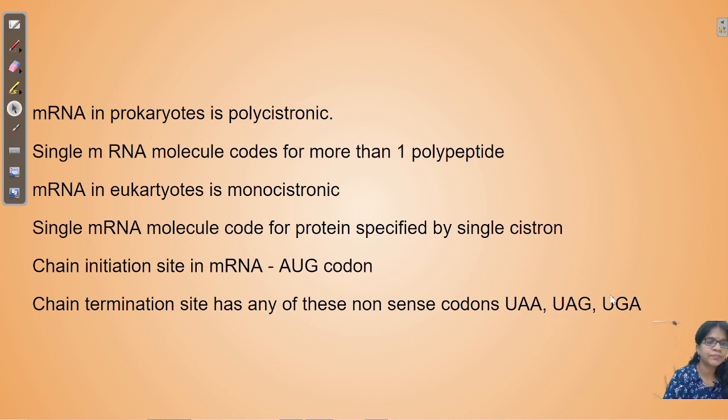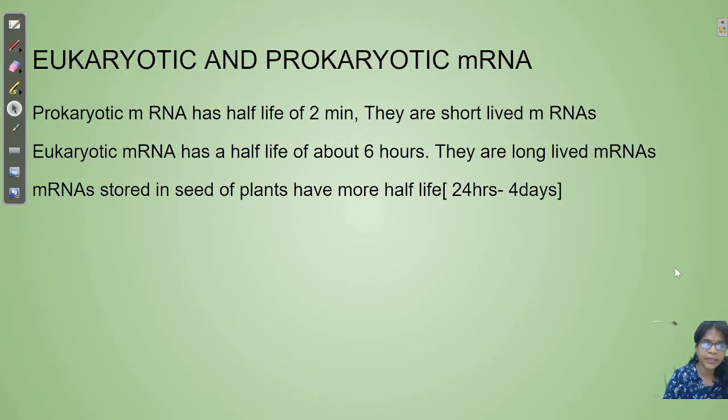Right. So I told you the prokaryotic mRNA has a half-life of only 2 minutes, so they are called short-lived mRNA. They may ask you a question about which is short-lived, eukaryotic or prokaryotic. Prokaryotic mRNA has a half-life of 2 minutes. Eukaryotic mRNA has a half-life of 6 hours. And the maximum mRNA half-life is seen in plant seeds, which is about 24 hours to 4 days. It's just for your information.